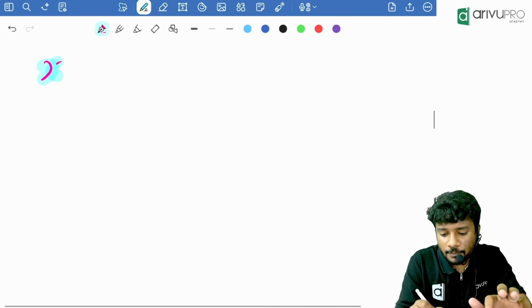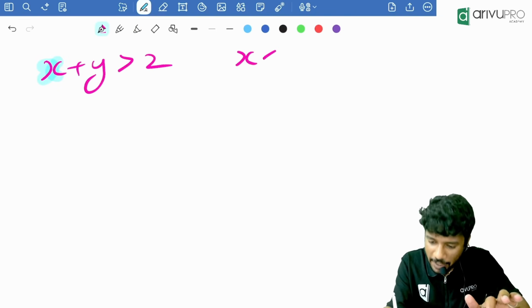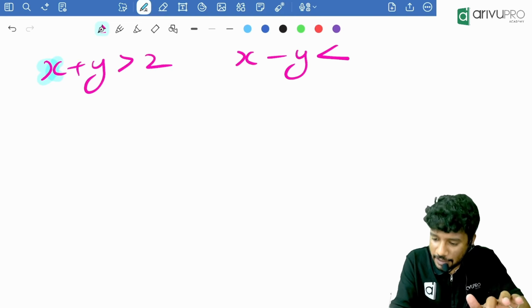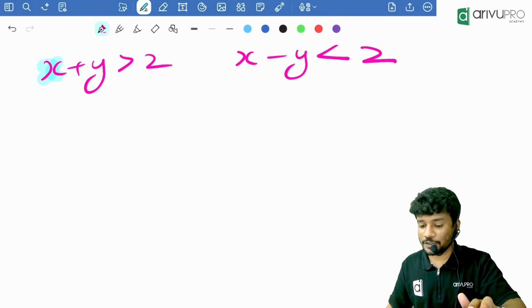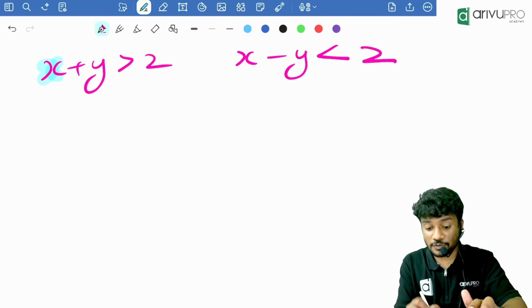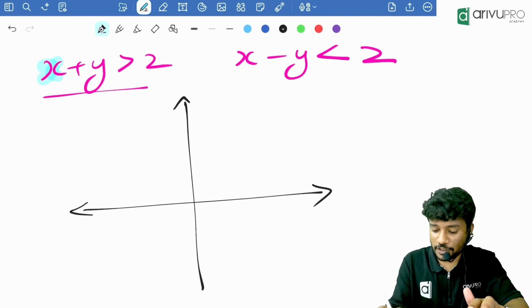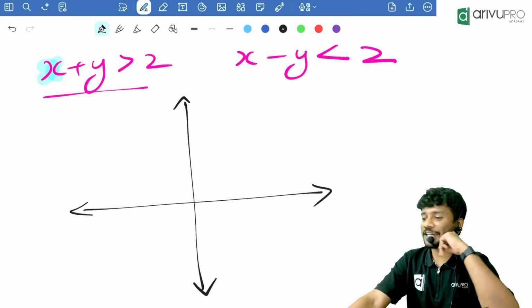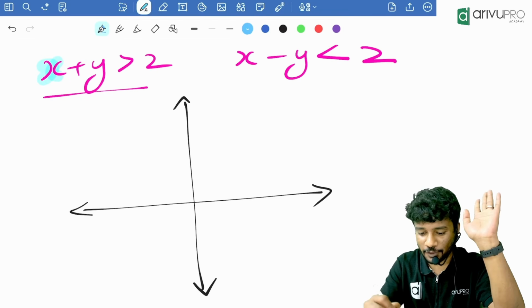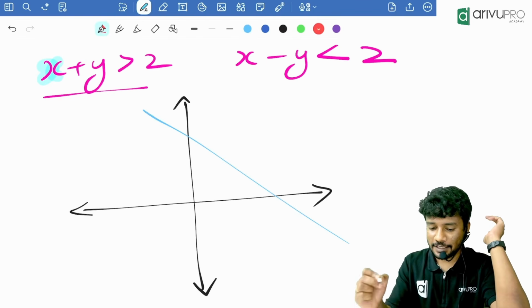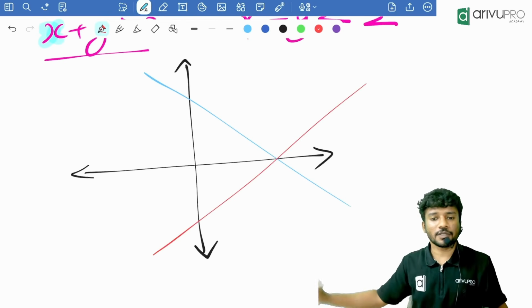x plus y greater than 2. Okay. x minus y less than 2. Two graphs are there. x plus y greater than 2, x minus y greater than 2. First one we will draw. Everyone take your graph, pencil, scale, everything. Don't do anything, just draw it randomly. x plus y, both the signs are same, right? So the graph will look like this. Done. Then x minus y, that means the signs are different. It will go from here to here. Done.